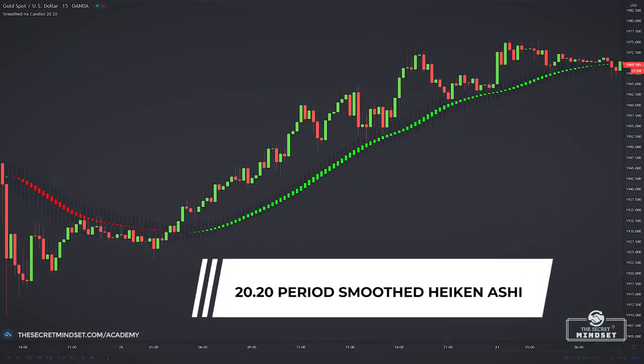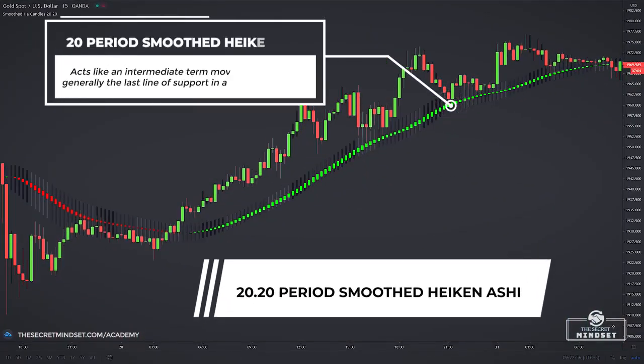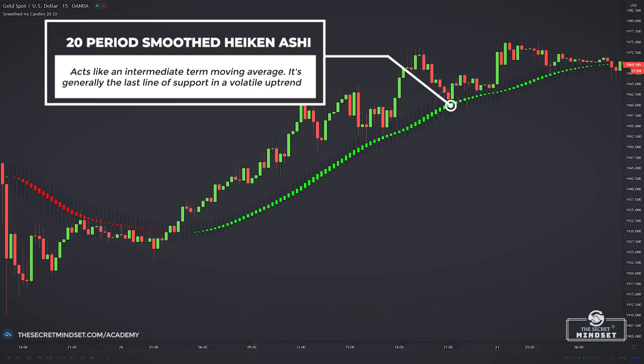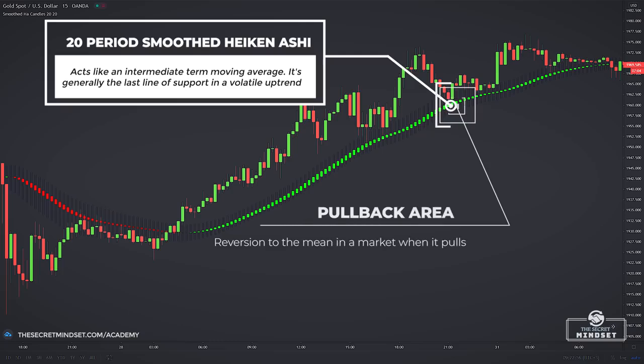The 20-period smoothed Heiken Ashi acts like an intermediate term moving average. It's generally the last line of support in a volatile uptrend. To me, it's the reversion to the mean in a market when it finally pulls back after an extended trend.